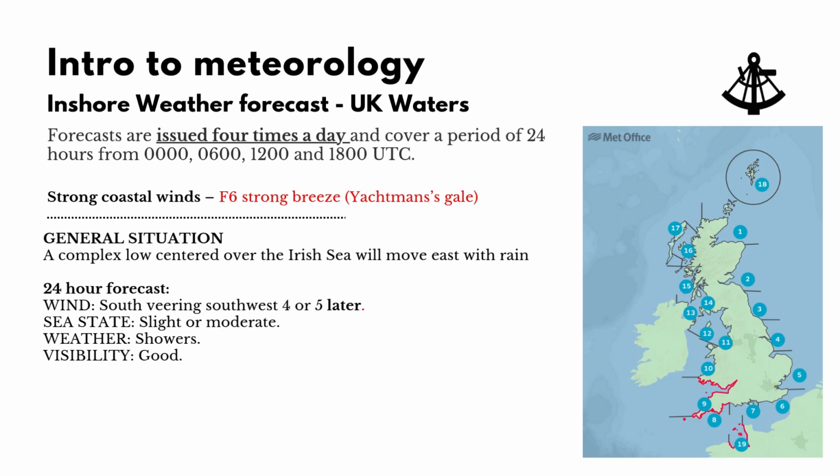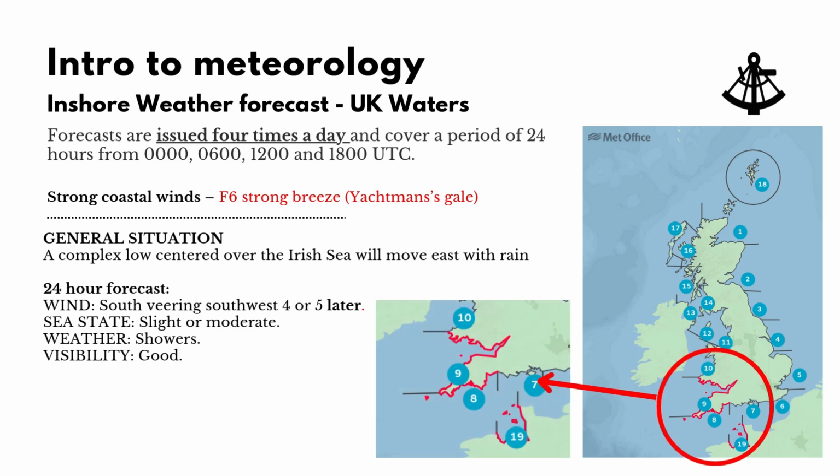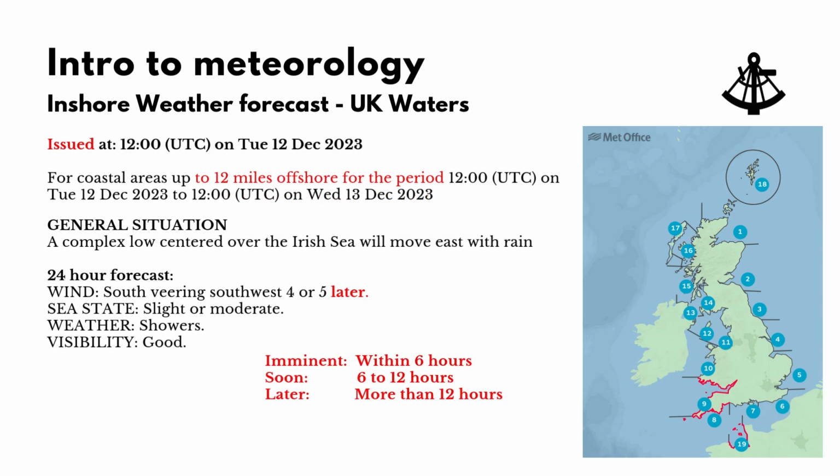The forecast gives an overview of the general situation and a forecast about wind, sea state, weather, that means rain or snow, and the visibility. When there is a strong wind warning, the coastline of the affected area will be red. Two of the most important aspects to remember about weather forecasts are the period that they are valid for and the time they are issued.